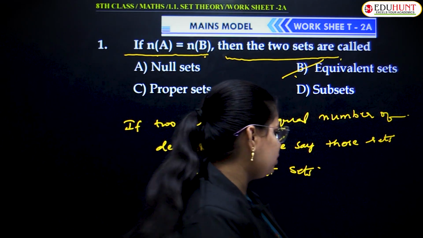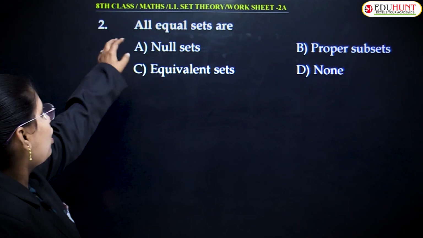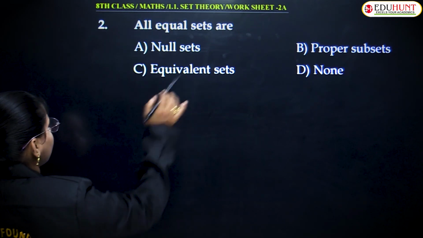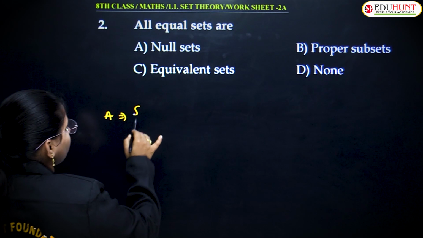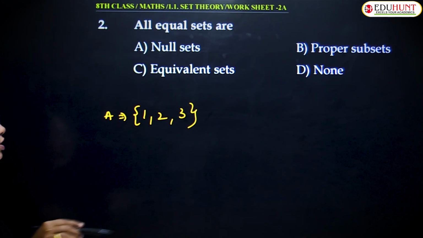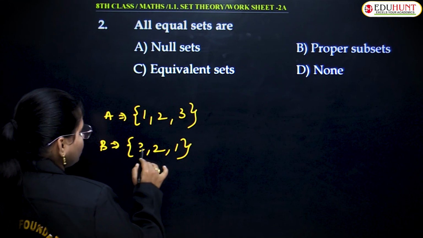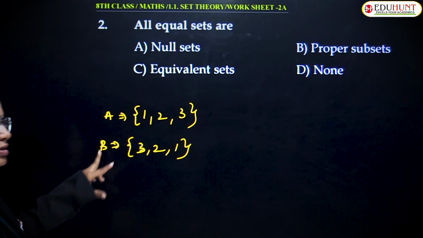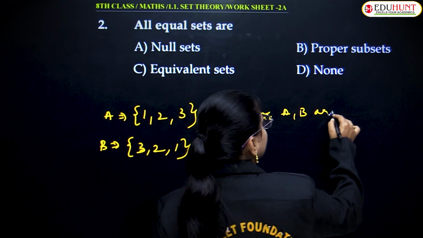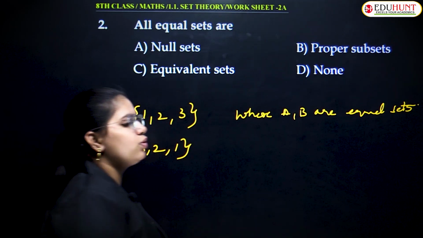Can I get to the next question? Chalo. All equal sets are what sets? All equal sets are equivalent sets, right? For example, let us take an example of equal sets, 1, 2, 3. This is set A, and the definition of equal sets is that the same elements should be there, 3, 2, 1. So this is an example where A, B are equal sets.